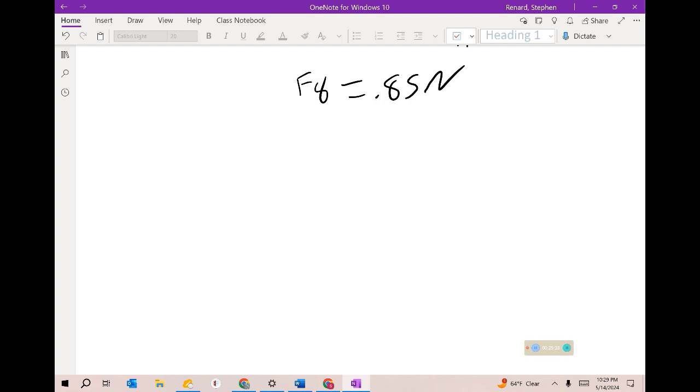Next up. This is by far going to be the most difficult. I think one, maybe two people got the coefficient of kinetic friction right.